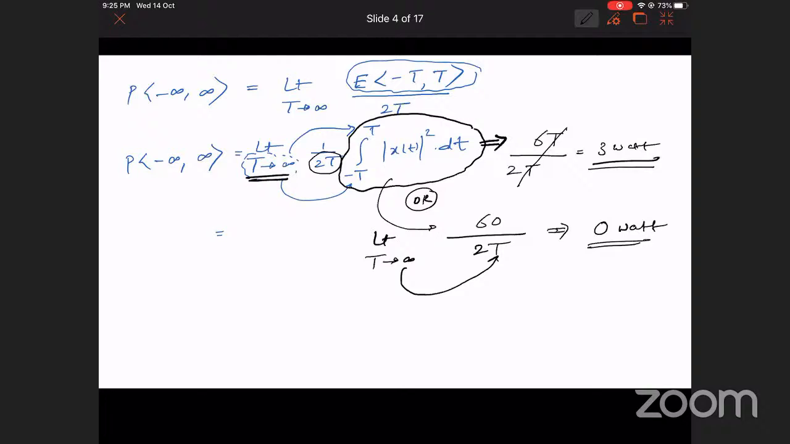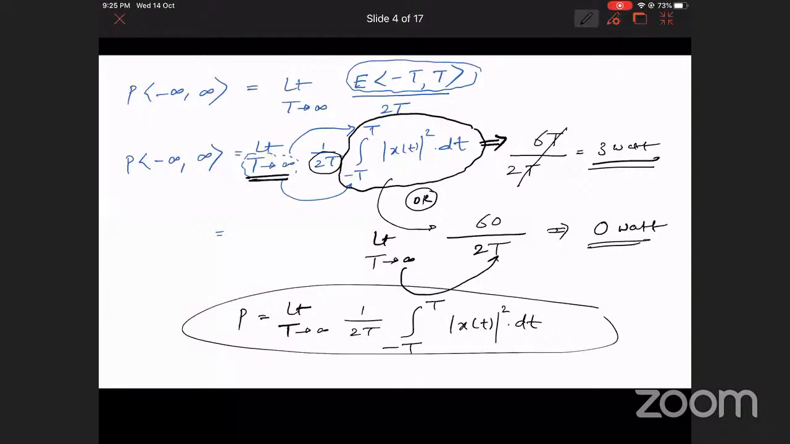Okay, so power formula, it's simply limit capital T tends to infinity, 1 upon 2T integrating over minus T to T mod of x of t whole square dt. तो यही फॉर्मूला आपको कैलकुलेट करना है. The unit is watt. Okay, so I'll give you the very final formula for energy and power, which you should follow all the time for solving all the problems. And once you understand that, then we can start with the problems, as I said.